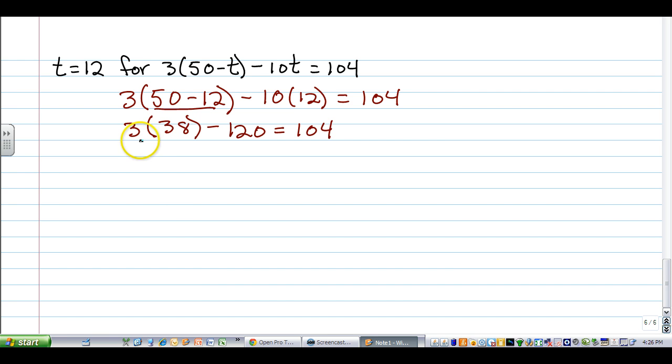I'm now going to follow PEMDAS again, and I'm going to do 3 times 38. If you need to use your calculator, you should have. So I've got 114 minus 120. Does that equal 104? Well, we've got a problem. We've got 114 minus 120. We are going to go into negative numbers, right? We haven't really even talked about how we subtract negative numbers. We're going into -6, so this is definitely not a solution.